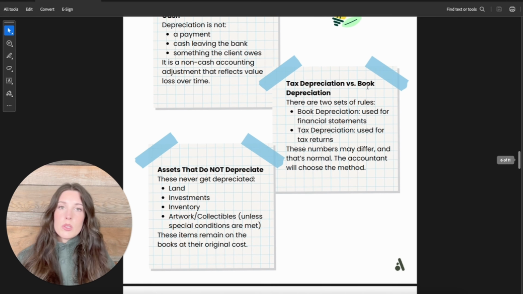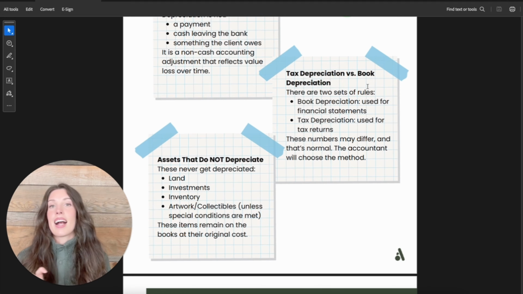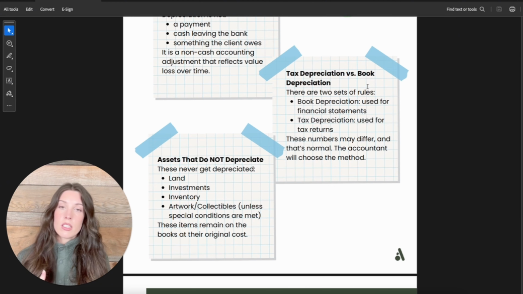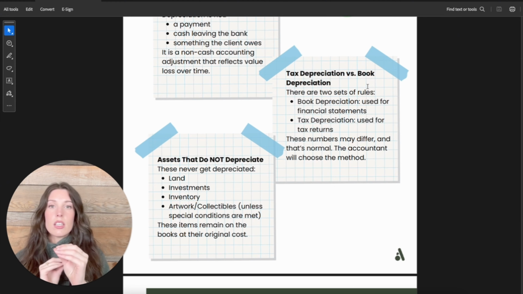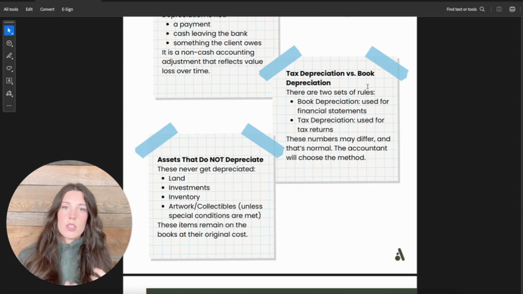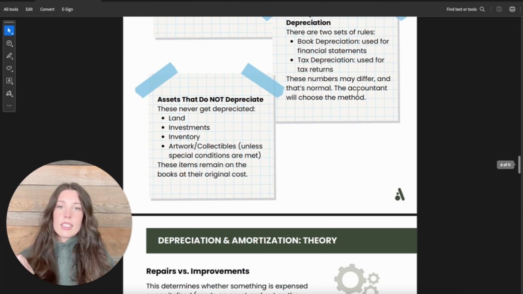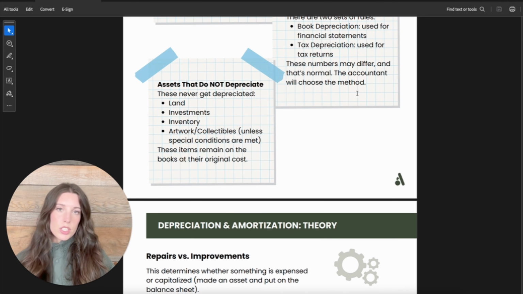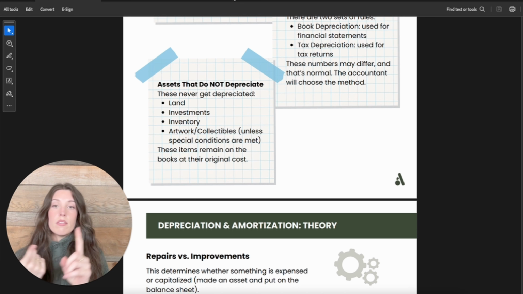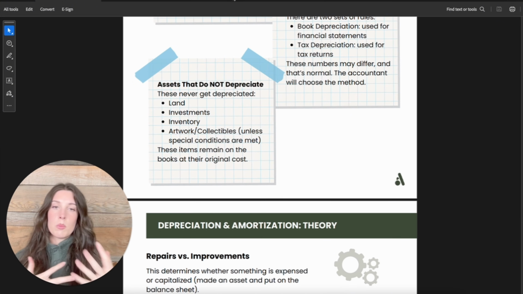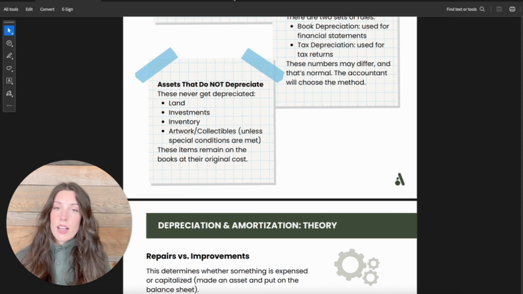There's also a difference between book depreciation and tax depreciation. There are two sets of rules. Book depreciation is used for financial statements, and tax depreciation is used for tax purposes. These numbers don't always line up, and that's totally normal. Your accountant will decide the method. And lastly, not every asset depreciates. Things like land, investments, or inventory are handled a different way. The same goes for artwork or collectibles, unless they meet really specific criteria. These types of assets will stay on the books at their original cost with no depreciation.